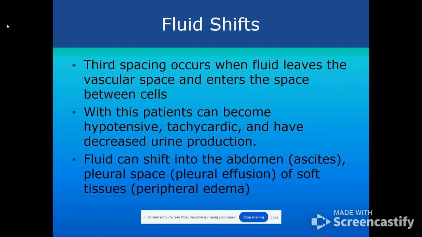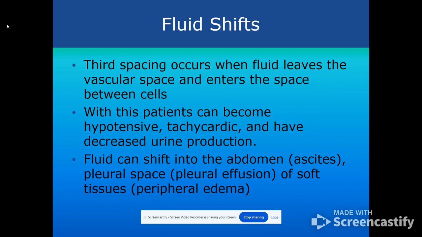Something called third spacing occurs when fluid leaves the vascular space and enters the space between the cells. It can be seen in patients like trauma victims and burns, especially with burns. There's a fluid shift that occurs because there are cells that mediate, especially red blood cells, that will go to the burn, and white blood cells, to try to fix it, to try to heal it. And because it's a rapid fluid shift, they can have third spacing.